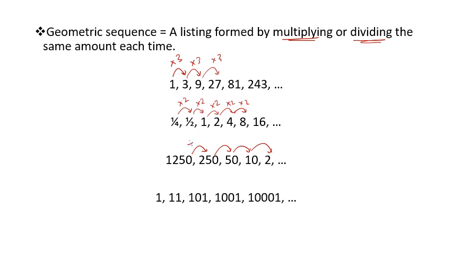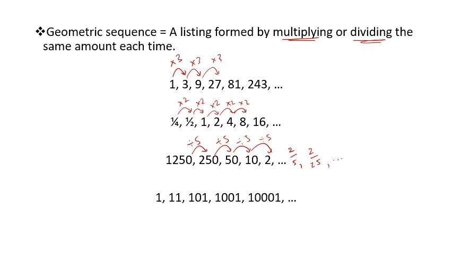Here we're dividing by 5 each time. So 1250 divided by 5 is 250, divided by 5 makes 50, divided by 5 makes 10, divided by 5 makes 2. The next term in the sequence would be 2/5, 2/25, and so on and so on.